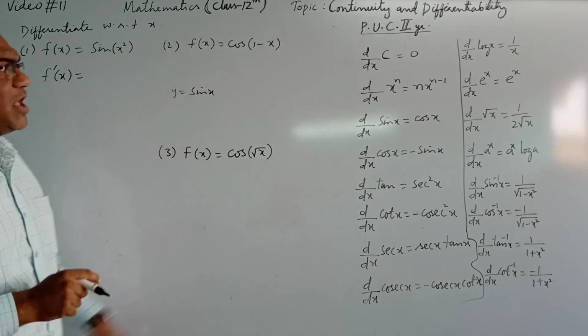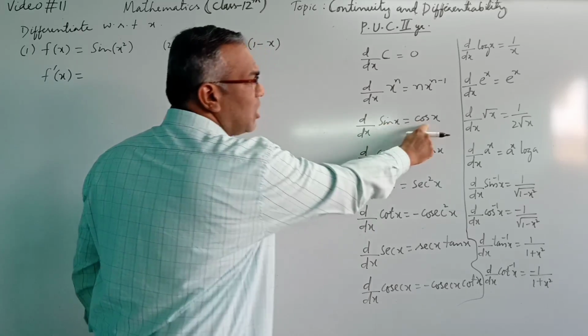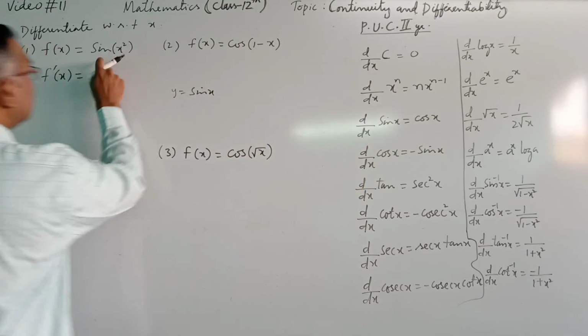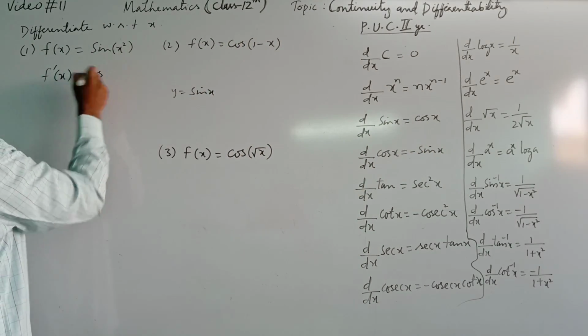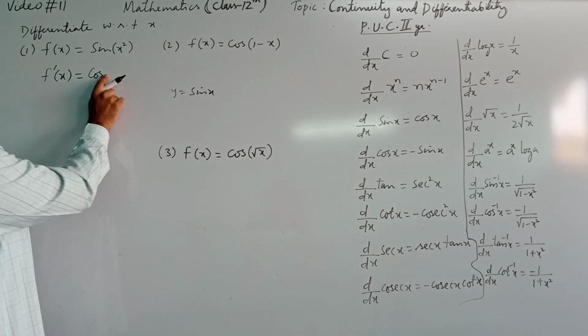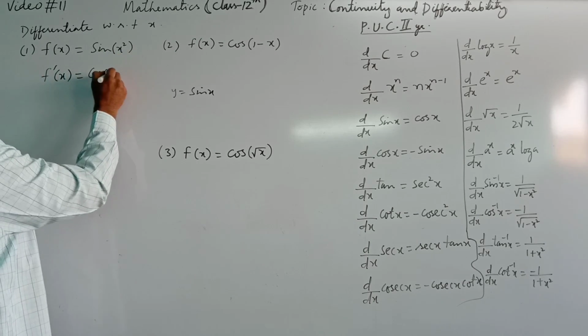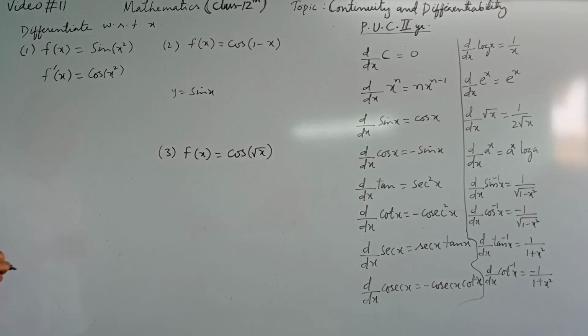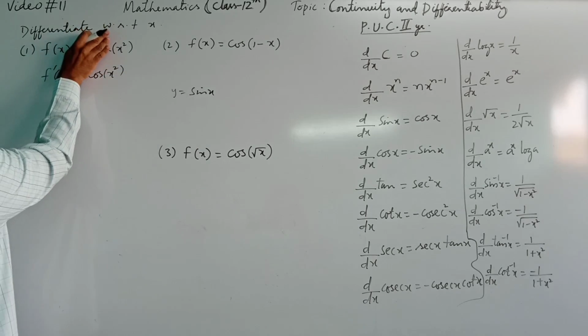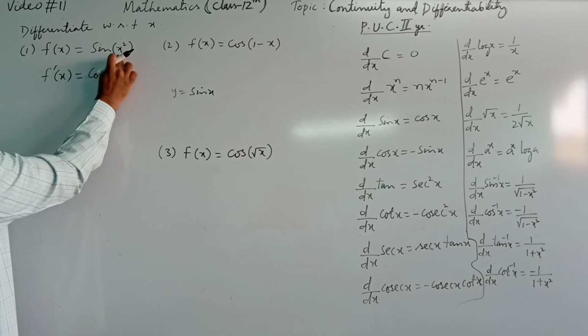What is the differentiation of sine x? Differentiation of sine x is cos x. So this will be again cos. What will be the angle of cos? Whatever is the angle of sine, same will be the angle of cos. X square. So we differentiated sine already. That is over. Now we have to differentiate this.